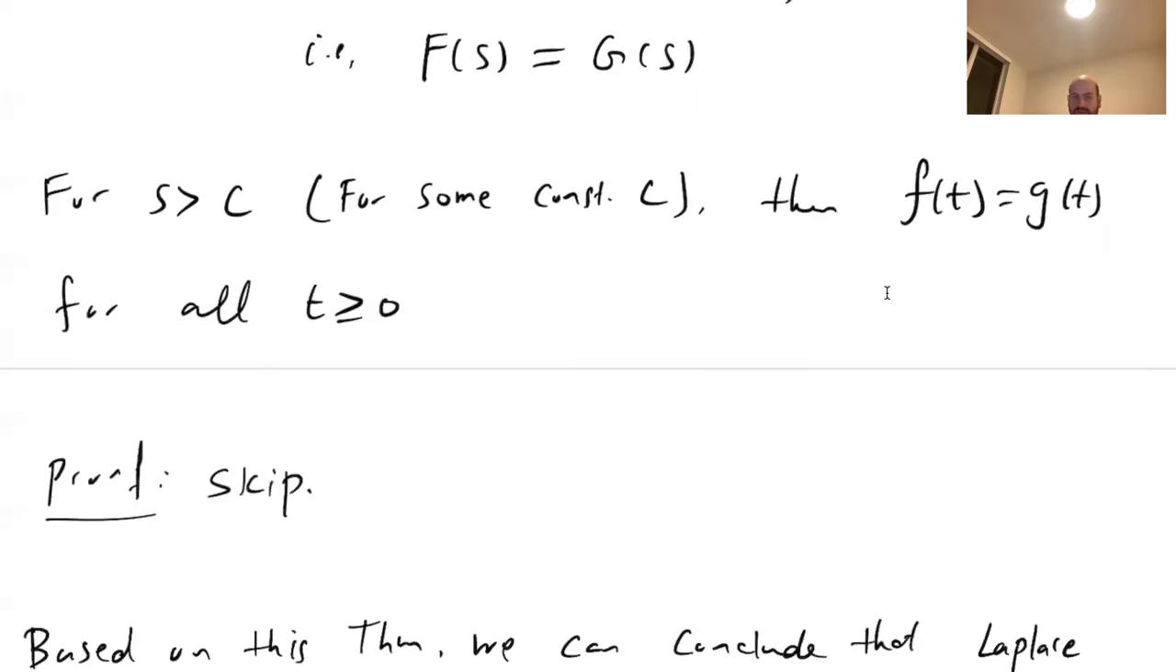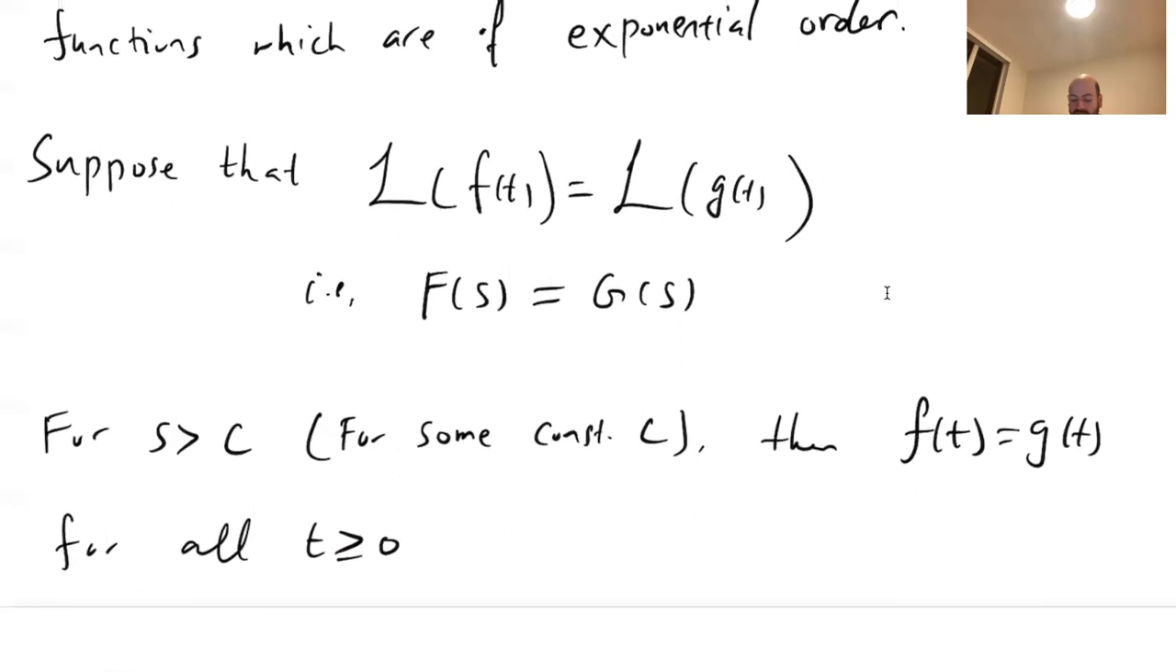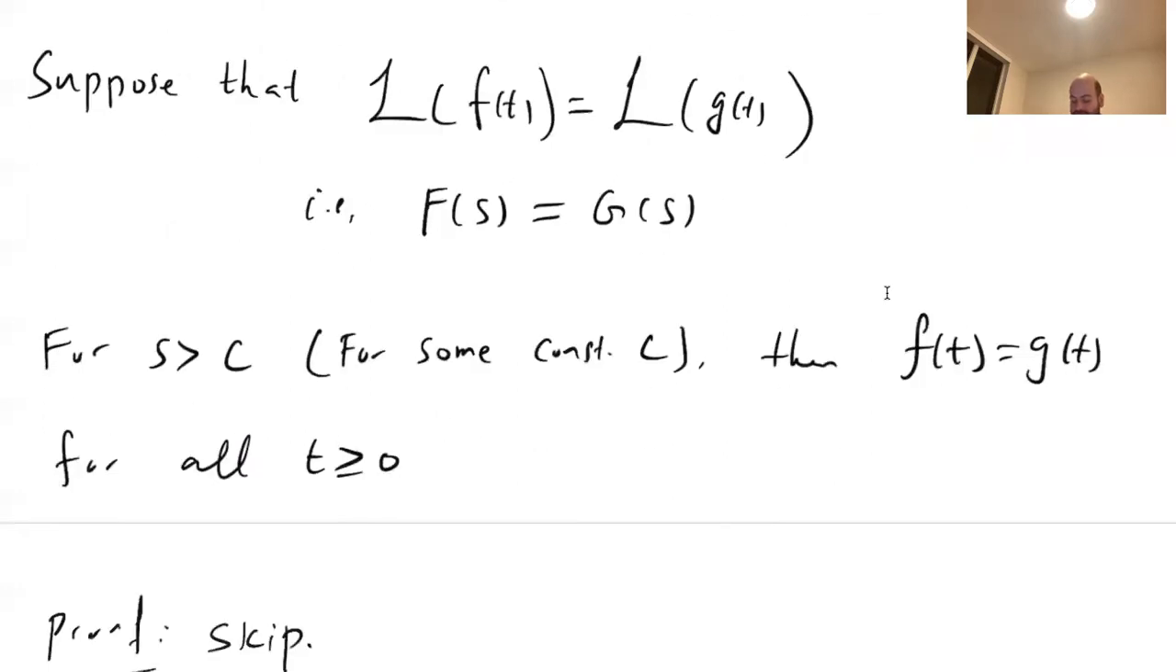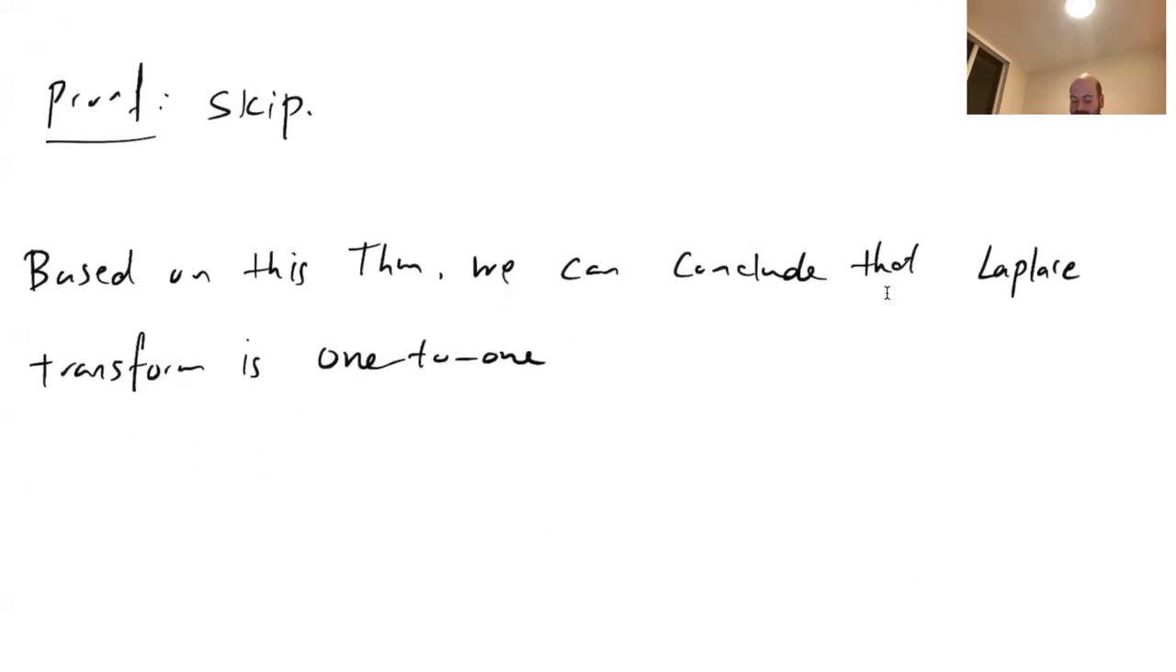Because if the outputs for two different inputs are equal, then the inputs must be equal. And that's exactly the definition of 1-to-1 function, in this case transform. That if two outputs are equal, then the corresponding inputs must be equal. So based on this, we can conclude that Laplace transform is 1-to-1 and hence invertible.